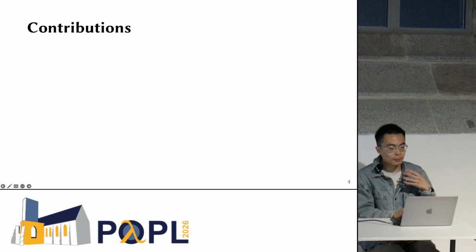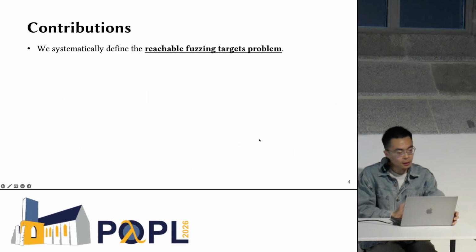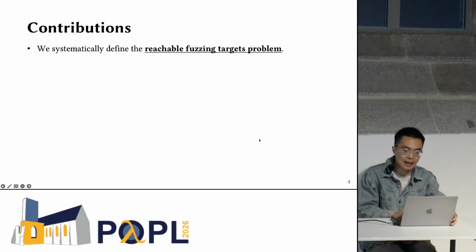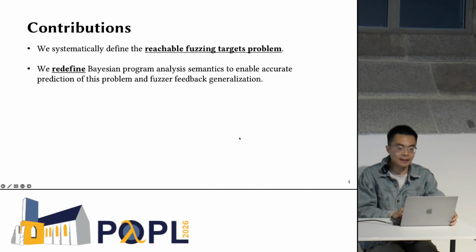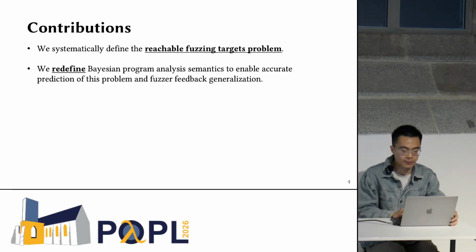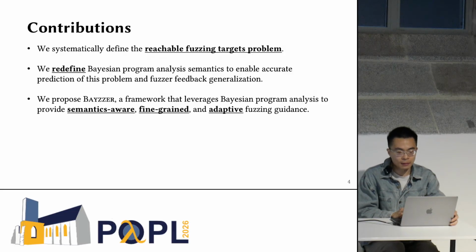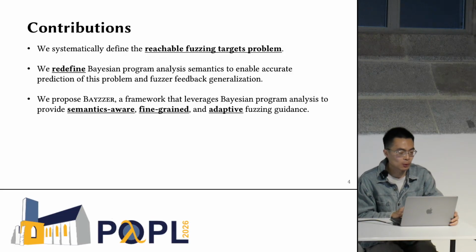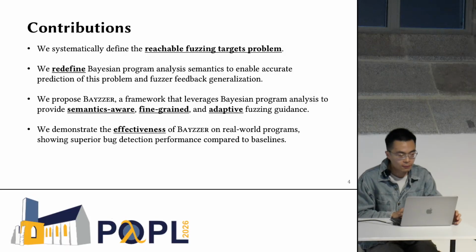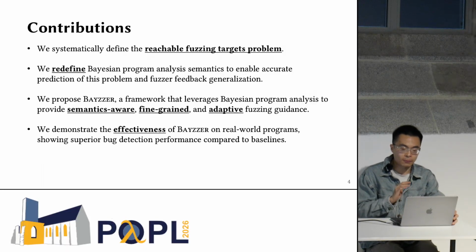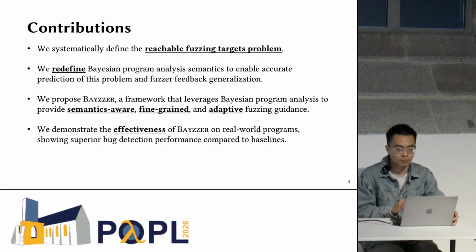We make the following contributions to address this problem. First, we systematically formulate it as the reachable fuzzing targets problem. To solve this problem, we then redefine the semantics of Bayesian program analysis to enable accurate prediction of target reachability and effective generalization from fuzzer feedback. Building on this foundation, we propose Fuzzer, a framework that leverages Bayesian program analysis to provide semantics-aware, fine-grained, and adaptive fuzzing guidance. Finally, we demonstrate the effectiveness of Fuzzer on real-world programs, showing superior bug detection performance compared with baseline approaches.